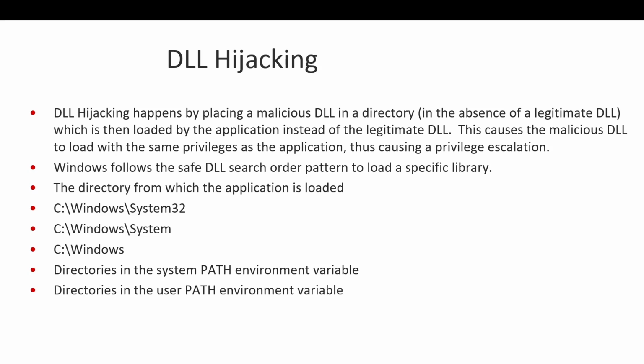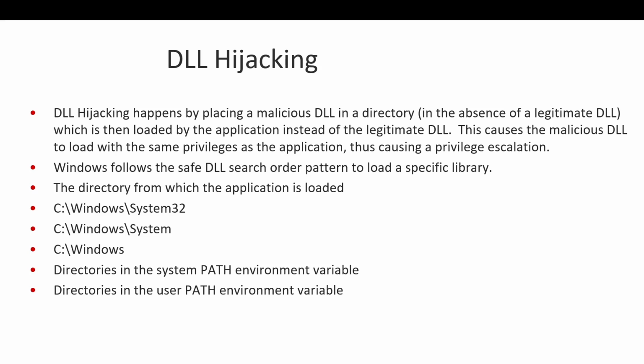DLL hijacking happens by placing a malicious DLL in a directory which is then located by the application instead of a legitimate DLL. This causes the malicious DLL to load with the same privilege as the application, thus causing a privilege escalation.